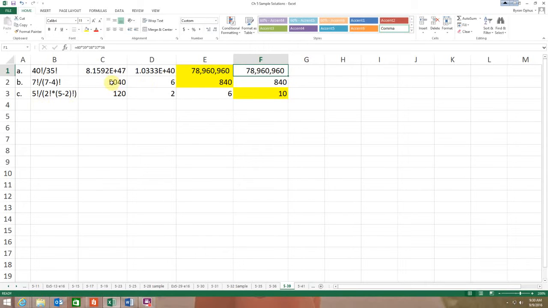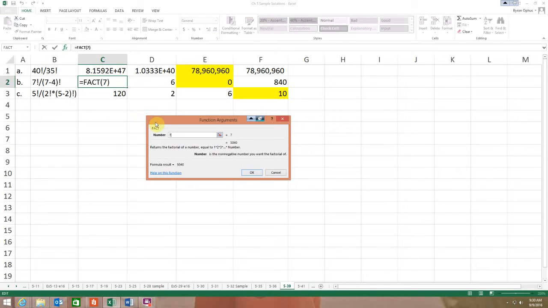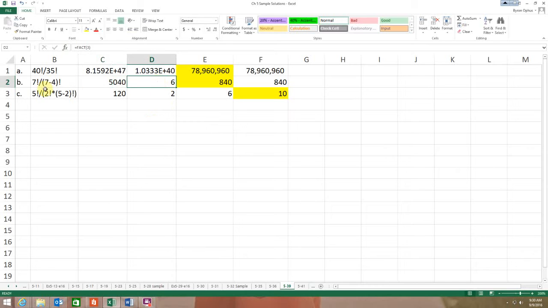Okay, so B is 7 factorial divided by 7 minus 4 factorial. Okay, and it's the exclamation point that means factorial. So once again, let's first do the 7 factorial, and pretty easy. Okay, 7, enter, boom. And then, you know, really you can do this math yourself. 7 minus 4 is equal to 3, and so what we have is 3 factorial.